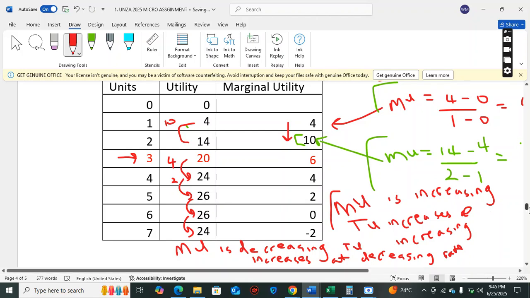Then the next part, they ask for the saturation point. It's when marginal utility is zero, meaning there's no more additional satisfaction that you get from there on. So that is the saturation point.